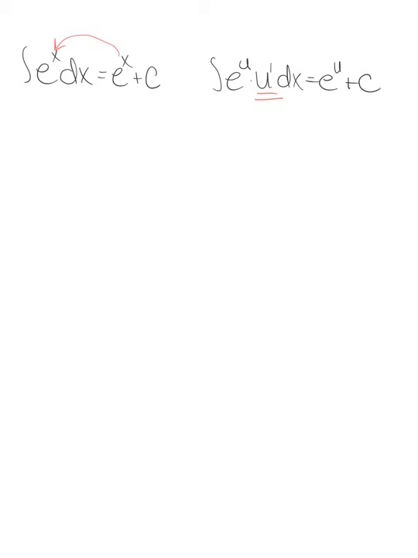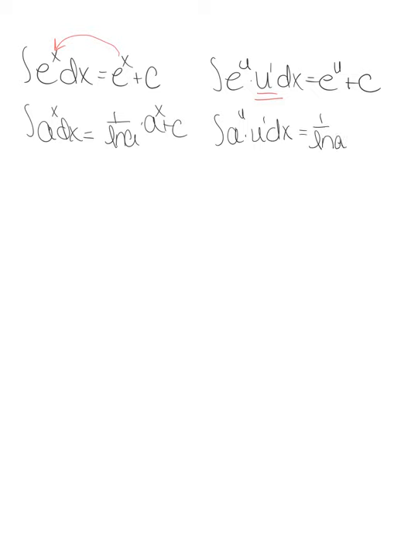We also have exponential functions for bases other than e. The integral of a to the x with respect to x is going to be equal to 1 over the natural log of a times a to the x plus c. And that's going to be our basic rule, and our u substitution rule that matches that will be that the integral of a to the u times u prime dx is going to be equal to 1 over the natural log of a times a to the u plus c.